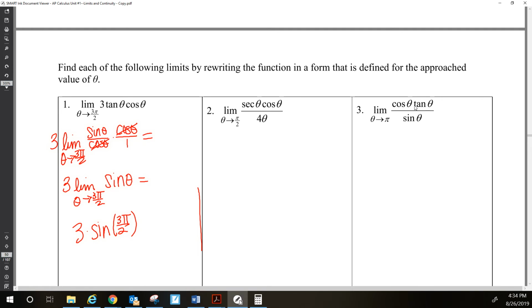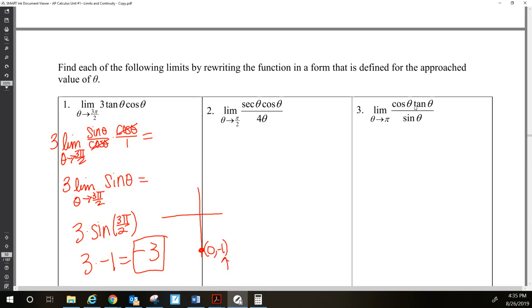All right, where's 3 pi over 2? Remember, this is pi over 2, pi. 3 pi over 2 is down here. That's the point 0, negative 1. My y value, my sine value there is negative 1. So 3 times negative 1, our limit here is negative 3.